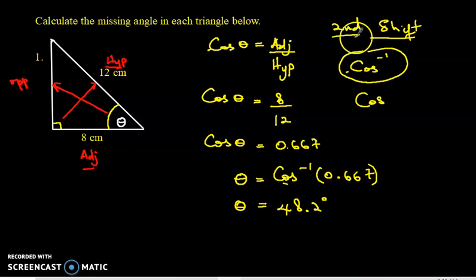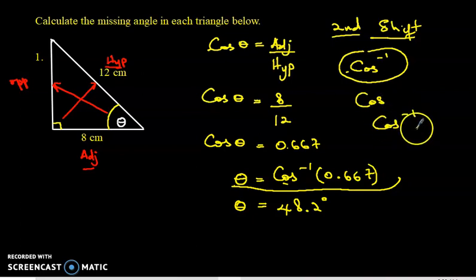So you press second function when you reach this step to find out what theta is. You press second function or shift and then the cos button. Once you press the cos button, you should see cos inverse come up on your calculator. Then you can put 0.667 in brackets, press equal, and that should give us the answer. So theta right here is 48.2 degrees. Alright, let's move on to the second example.